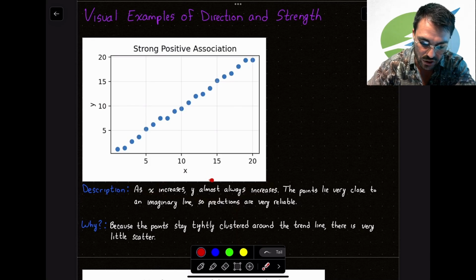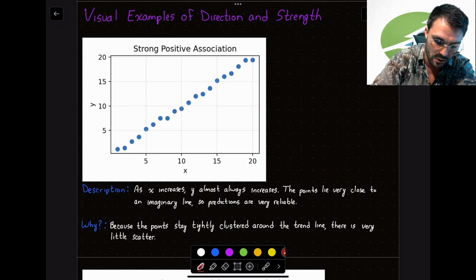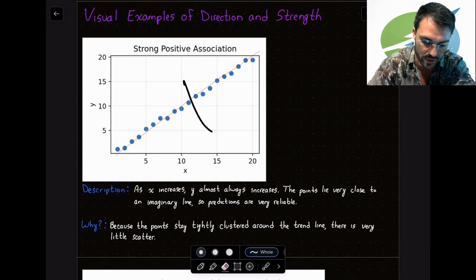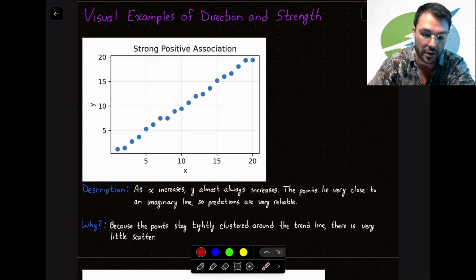As X increases, Y almost always increases. The points lie very close to an imaginary line, and that imaginary line would go like here. We're going to go into much greater detail about these imaginary lines, but not for the sake of this video. Anyway, the points lie very close to an imaginary line, so predictions are very reliable. If X is 5 and Y is 5, we can easily predict that if X is 10, Y is 10, and we can see here it is close enough.